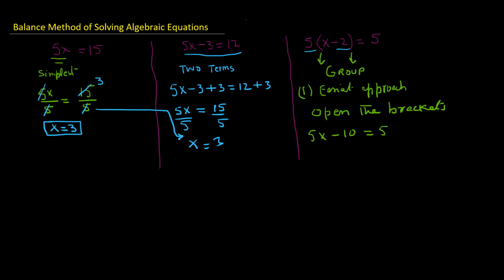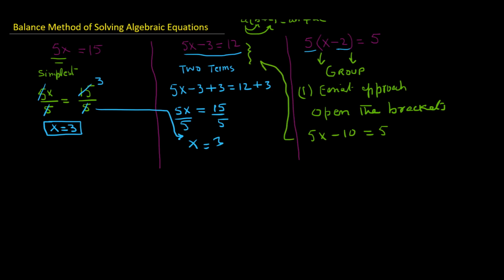Remember, a into b plus c was ab plus ac. You multiply this with this, plus you multiply this with this. So we are doing the same thing. Now we have two terms. Now it is like this question.